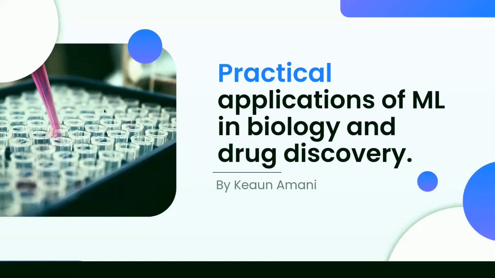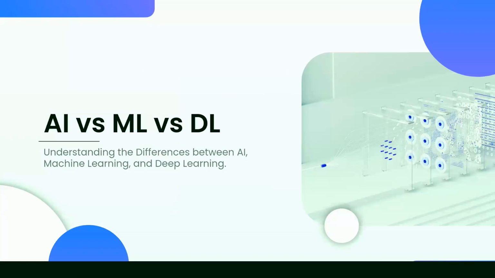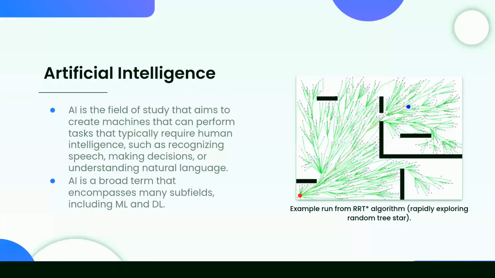Yeah, so practical applications of machine learning in biology and drug discovery. So first, we're going to clarify the differences between artificial intelligence, machine learning, and deep learning. Essentially, artificial intelligence is a very broad study of algorithms that are designed to try and mimic some level of human intelligence. This could include recognizing speech, making decisions, and even understanding natural language. It's a very broad term. It encompasses machine learning and deep learning.